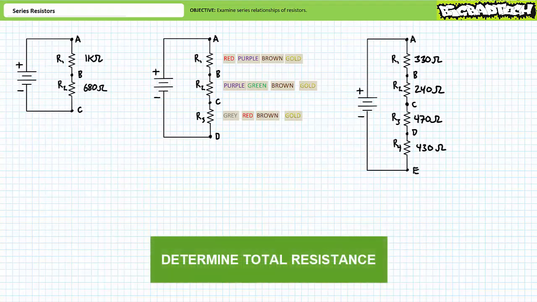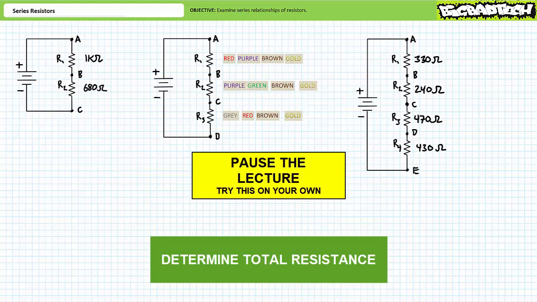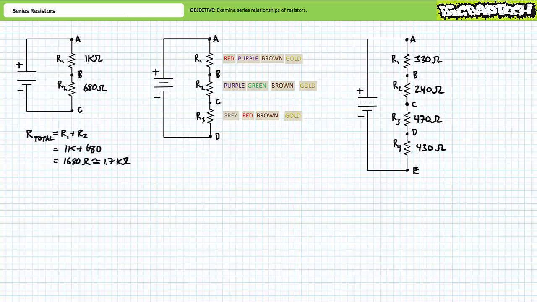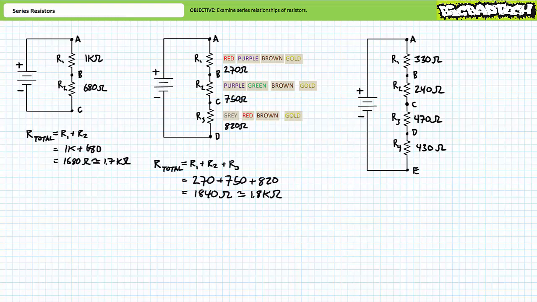For each series circuit, determine the total resistance seen by the source. Express all answers using proper engineering format to the tenths place. By all means, pause the lecture and try this on your own. If you're tracking, you should have obtained the following values. For the first circuit, the source sees a total resistance of 1000 plus 680, or 1680 ohms, or more appropriately, roughly 1.7 kiloohms. The second circuit first necessitates interpretation of the 4-band resistor color code.